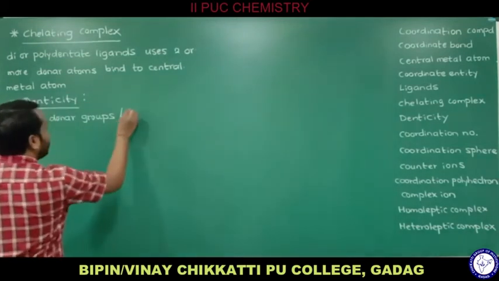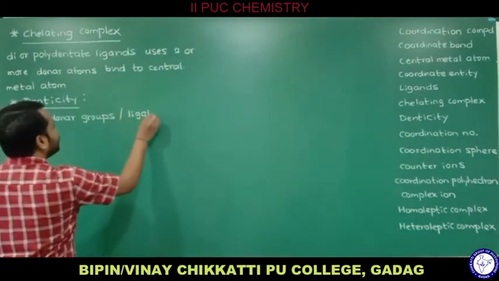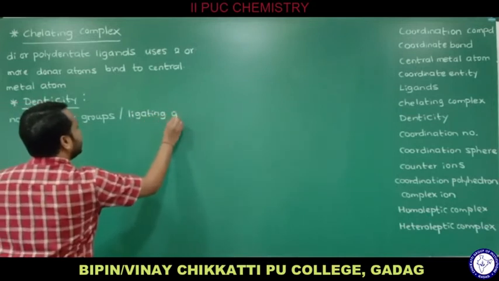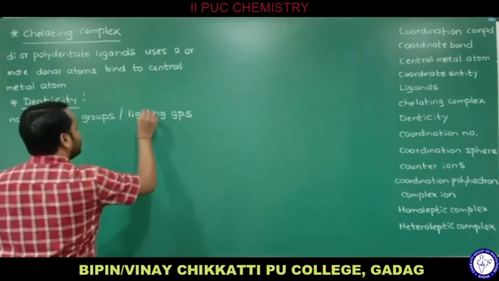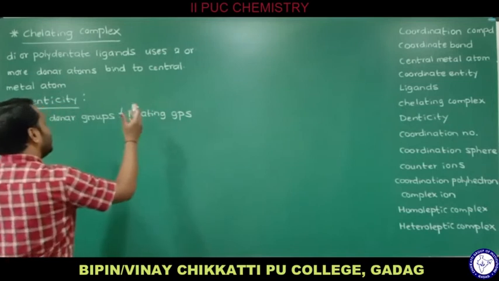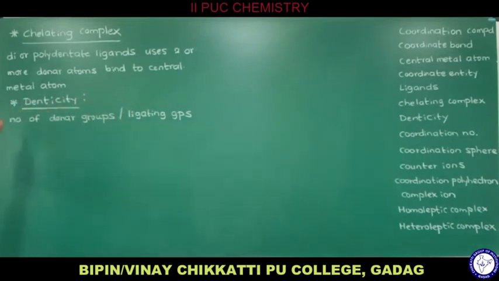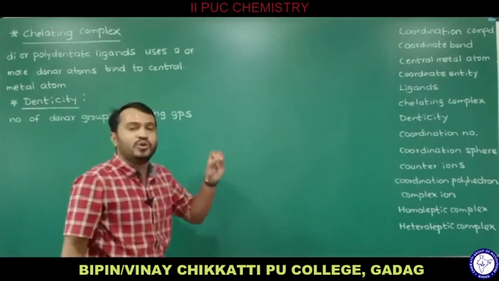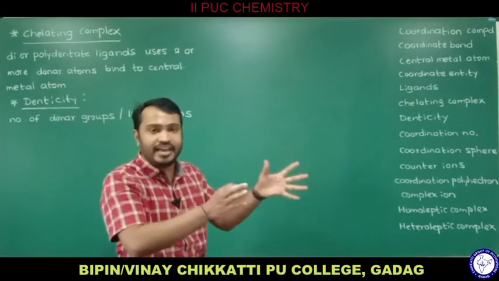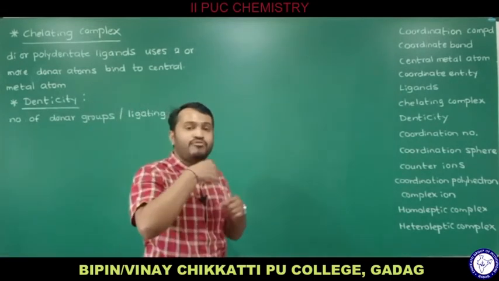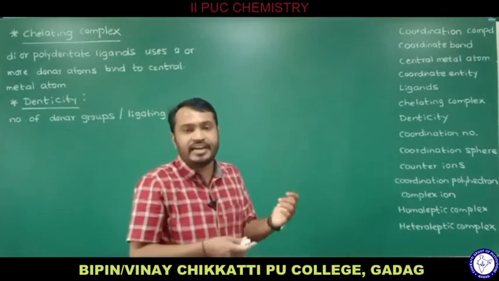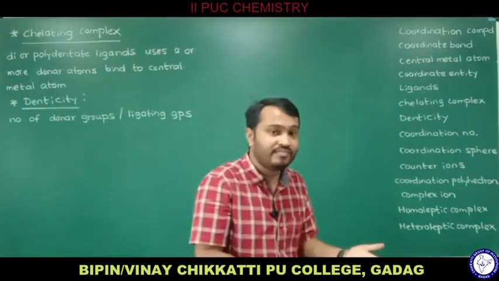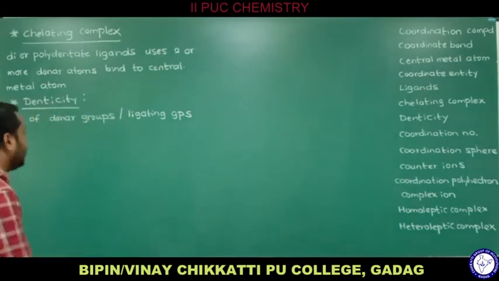Donor groups, or I can say ligating groups. Ligating groups means these are the groups or atoms that are going to donate. So ligating is the better word I can use. Denticity is nothing but the number of ligating groups present in a ligand. We have a ligand, and how many ligating atoms or donor atoms we have defines the denticity.